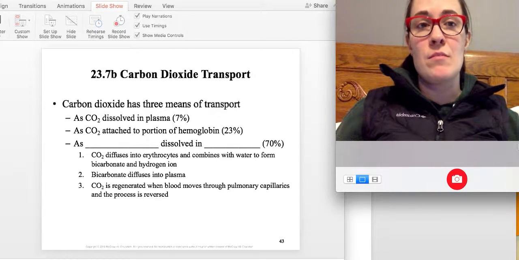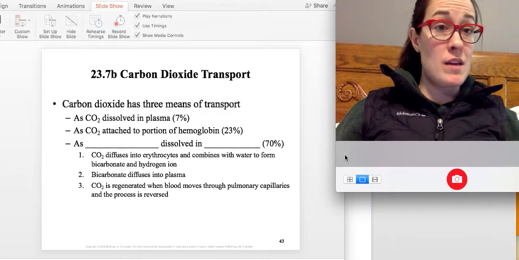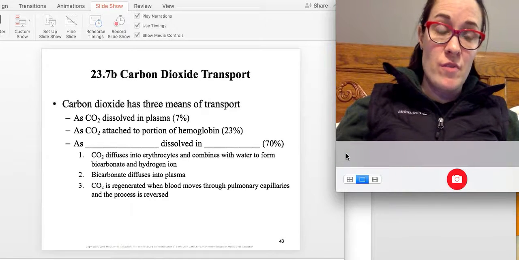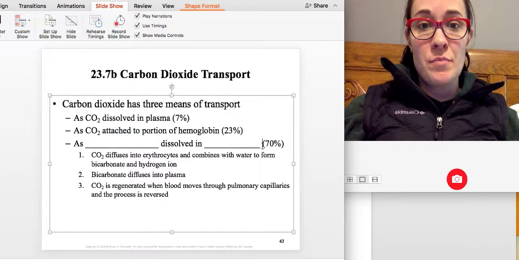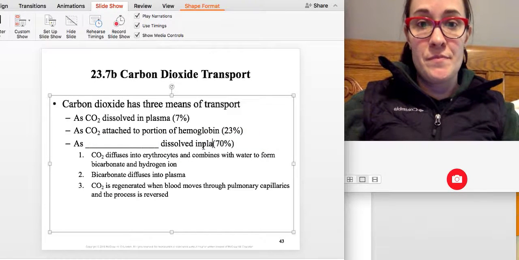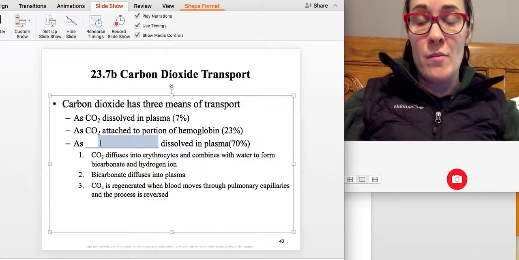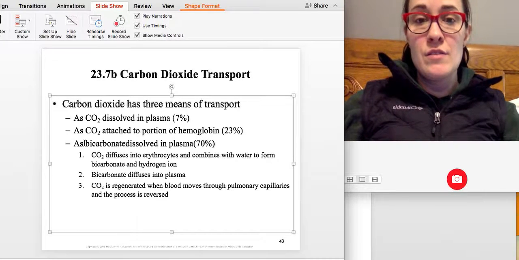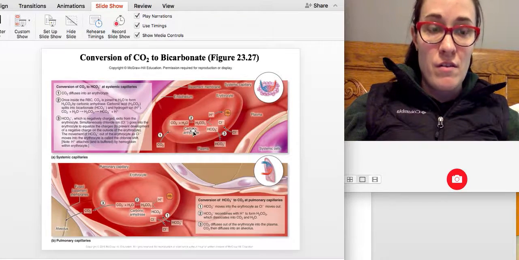It can be dissolved in the plasma, 77% is. It can be attached to hemoglobin on a different part than the red blood cells, and most of it can be dissolved in the plasma as something called a bicarbonate ion. Bicarbonate. So how it becomes bicarbonate is this picture here.